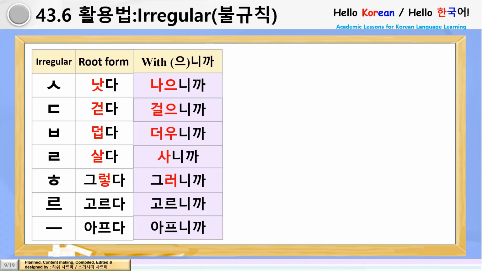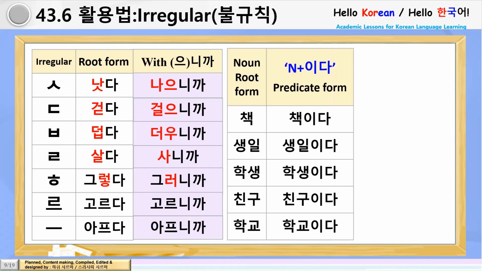Clear, Yorobun? Now next part is with the nouns. See here, we can see the root form of the nouns as chek, sengil, hak, seng, chingu, hakyo. But we cannot add nika grammar directly with the nouns. We can only add with the predicate. Predicate will be chek ida. Sengil will be sengil ida.